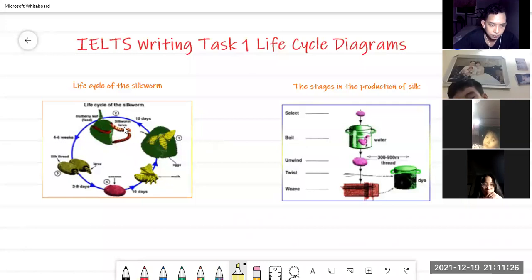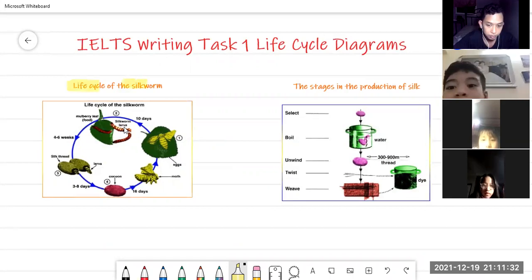Okay, can you read this for me? Life cycle of the silkworm. Sok, can you read this for me? The life cycle of the silkworm. Okay, life cycle of the silkworm. Next, Thao, can you read this for me? The stages in production of silk. Okay, very good. The stages in the production of silk. So we have 2 diagrams in here.